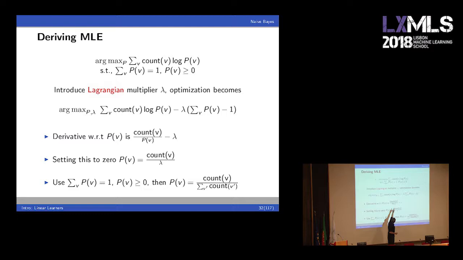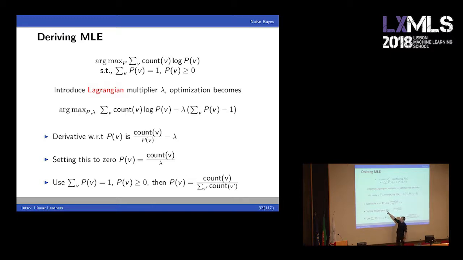Since we have computed the derivative with respect to P of V, we set this to 0, because what we want to find is the point where the derivative is 0, right? That's the point where the global minimum lies. Count of V divided by P of V set to 0 is exactly this term here. And then we make use of the fact that the P function is a probability, so it sums up to 1.